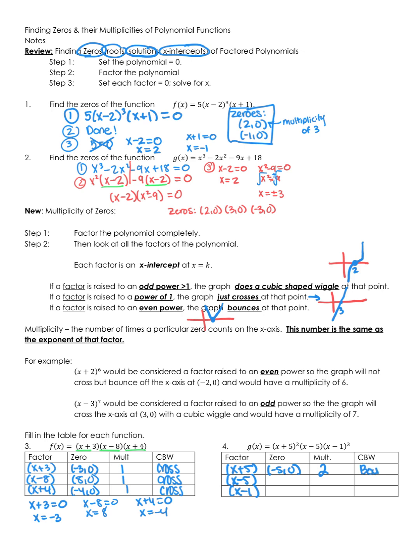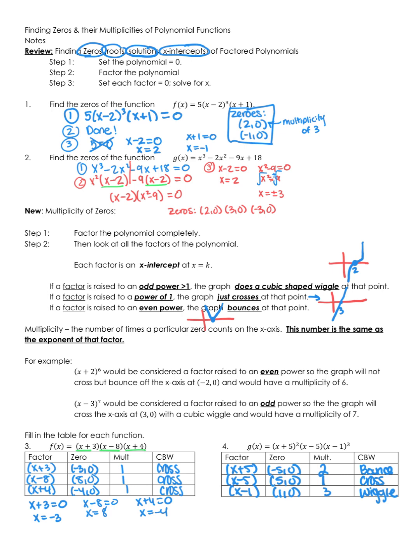That's going to bounce. Then we're going to have 5, 0. That has a multiplicity of 1, so that will just cross. Anytime it's 1, it's just cross. And then 1, 0 has a multiplicity of 3, so that's an odd power bigger than 1, so that will wiggle. So make sure you had those written down correctly.